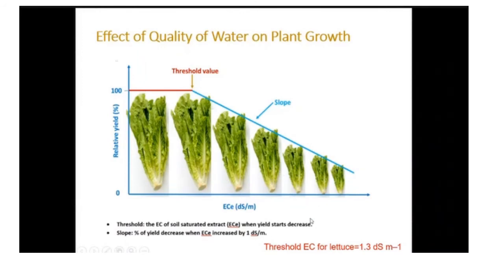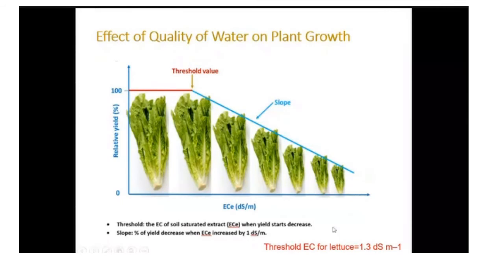If we search for the threshold value of the salinity for lettuce, you would find it's 1.3 dS per meter. So in order to maintain a good growth for lettuce, you have to maintain a salinity less than or equal to 1.3. You always have to be on the safe side. So you should keep it less than 1.3, so you can maintain a good yield of lettuce.